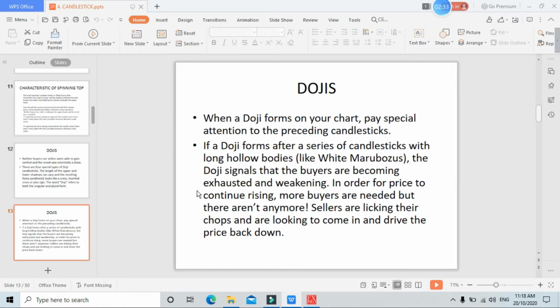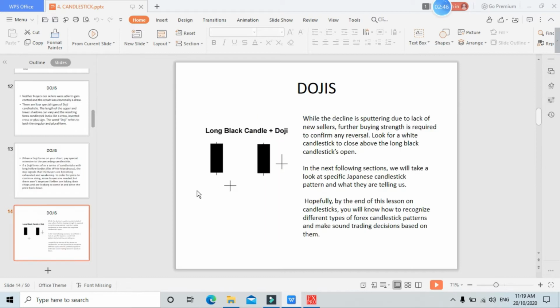When a doji forms in a chart, pay special attention to it, because the doji forms after a series of candlesticks with a long hollow body. The doji signals that the buyers are becoming exhausted. So this is actually a reversal pattern. This is what we call a doji. The doji is this one, a cross.